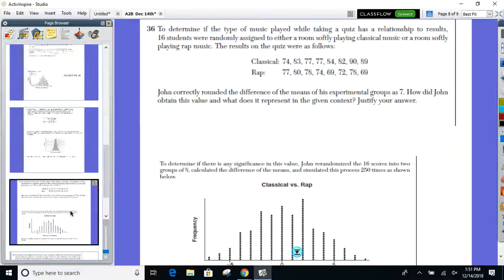Points are what? This question or? Yeah, this would be a 4-pointer. This is a 4-pointer. Right, that's what I'm saying.